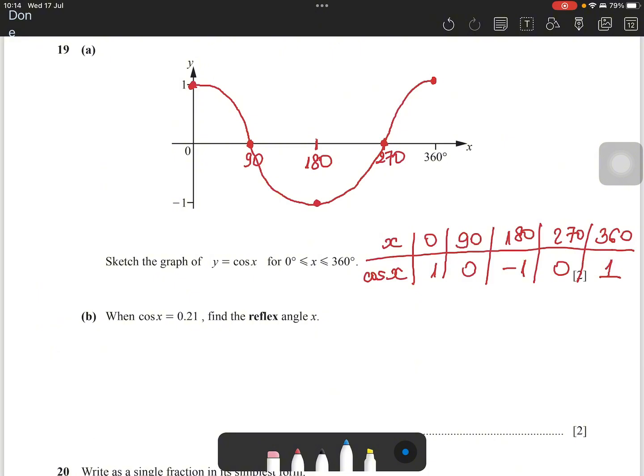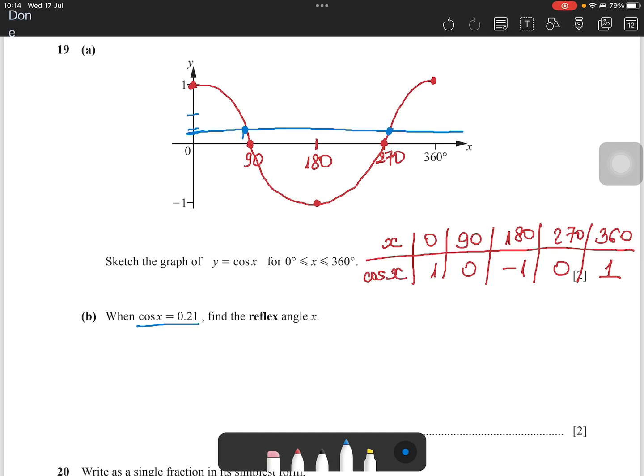Question B. When cos of x equals 0.21, find the reflex angle x. Cos x equals 0.21. You know that this is 0.5, this is 0.25, so 0.21 is somewhere below it. Then I'll draw a horizontal line for this. And this blue line cuts the graph at 2 points. This is the first point, the second point.